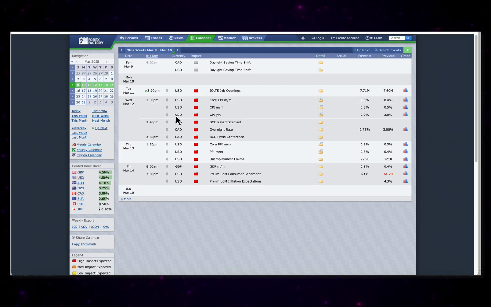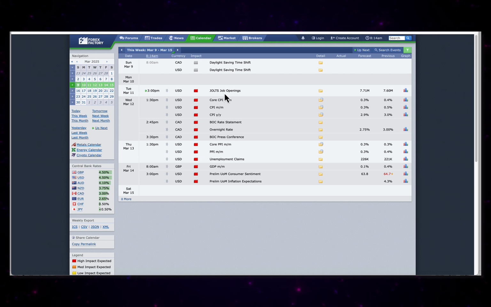Going straight to the point, on Monday, March 10th, 2025, we have no single impact news in the market, and we're looking forward to none. So basically, on Tuesday, we have US dollar coming up with the JOLTS job openings by 3 p.m. Nigerian time. We have Wednesday coming up by 1:30 p.m. Nigerian time for the US dollar CPI.